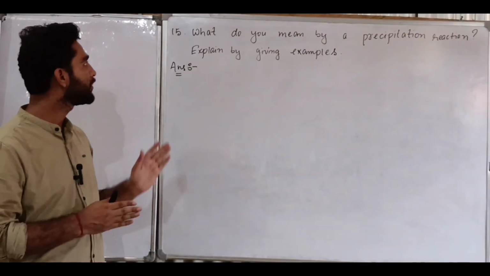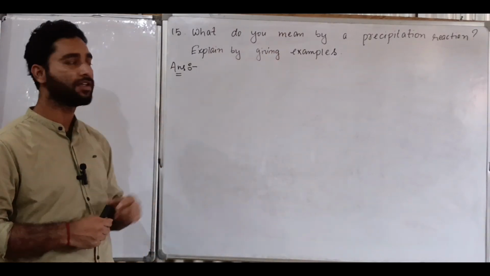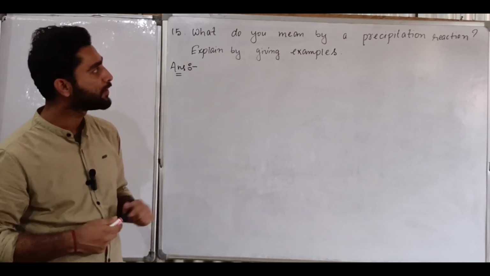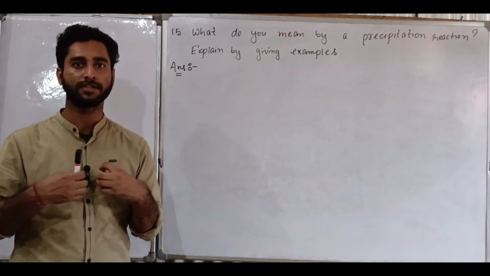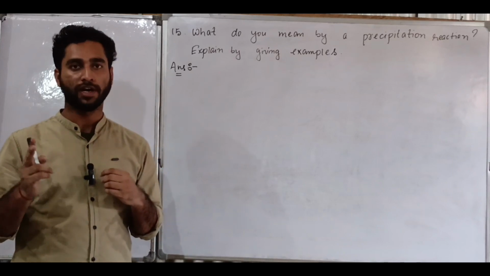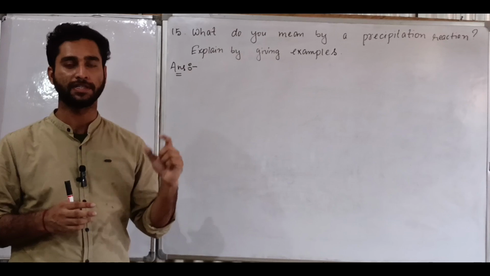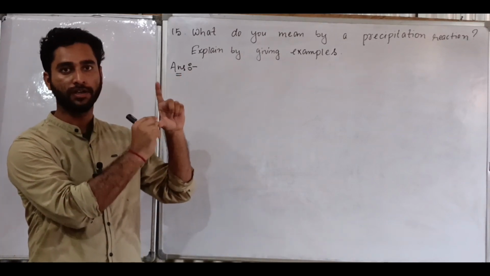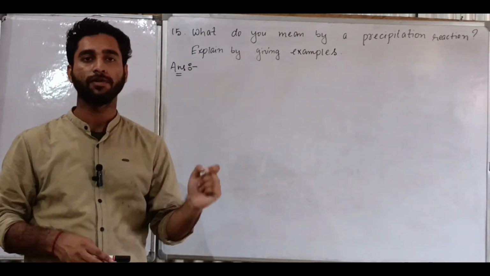Okay, now the question number 15 is that what do you mean by a precipitation reaction? Explain by giving examples. So already we have discussed now in the types of the chemical reactions. In case of precipitation reaction, two soluble reactants combine together and form the products. Out of two products, one of the products will be insoluble solid, and this insoluble solid is called the precipitate. And this precipitate, if we observe in a test tube, it will settle down at the bottom of the test tube. So in case of precipitation reaction, always a precipitate or the insoluble product we will be getting.